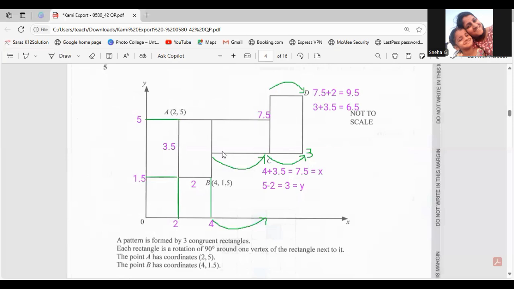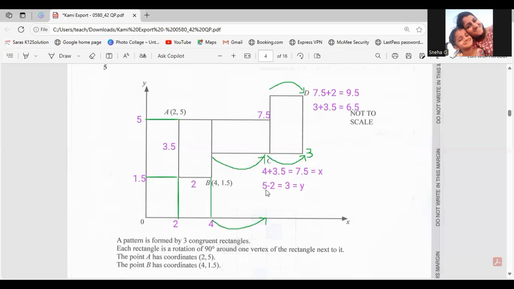After rotating this rectangle over here, this particular thing is the width or height after rotation. Now it's increasing by 3.5. That means you have to increase your x coordinate by 3.5. So 4 plus 3.5, the new x coordinate over here is 7.5, which is the x coordinate of C. The original y coordinate was 5 minus this 2 units.